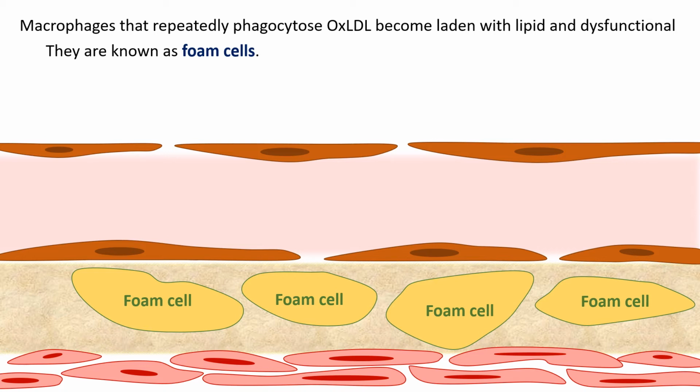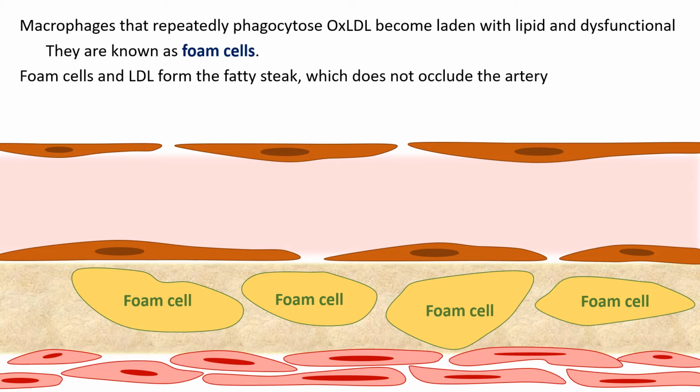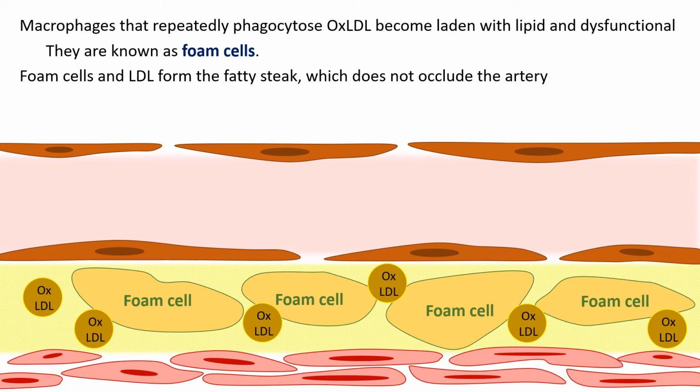So macrophages, if they repeatedly phagocytose the OX-LDL, they become big, fatty, dysfunctional couch potatoes. They become laden with lipid, and this lipid makes them dysfunctional. At this point, they're known as foam cells. It's the foam cells and the OX-LDL that form the fatty streak in the vessel wall, in the intima.